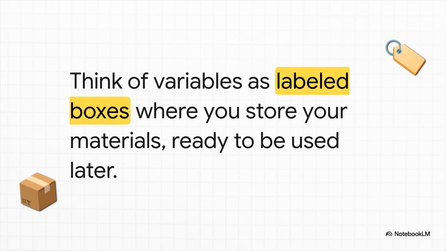The easiest way to think of a variable is just as a labeled box. You can put something inside the box, and then you slap a label on it, maybe something like message, so you can easily find it and use it again later.